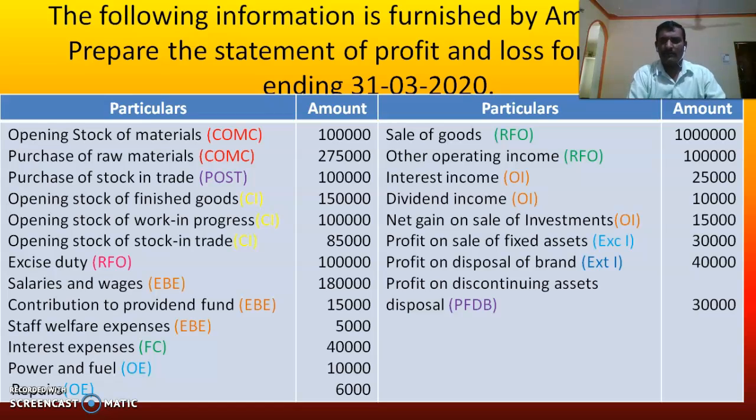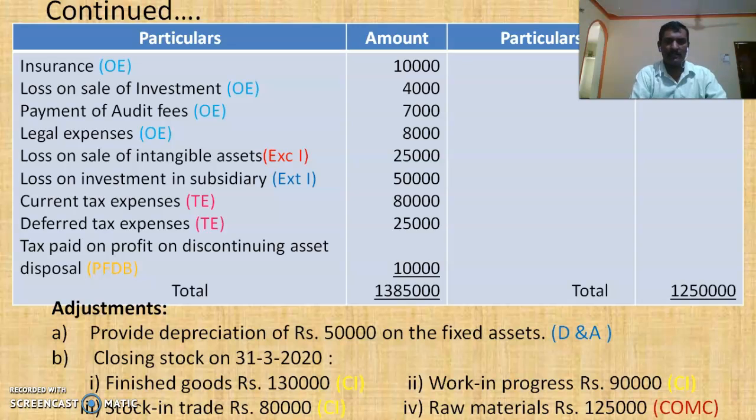Then profit on sale of a fixed asset is an exceptional item. Profit on disposal of a branch is an extraordinary item. Then profit on discontinuing asset disposal is a profit from discontinuing business item. So we have to take all these items in the respective heads through the notes, through the explanation of notes relating to those items. And after that we have the adjustments.